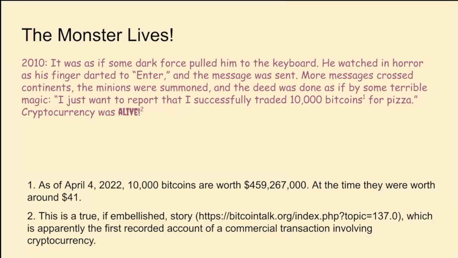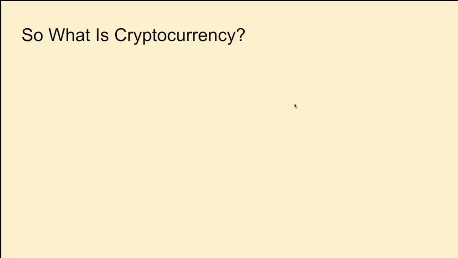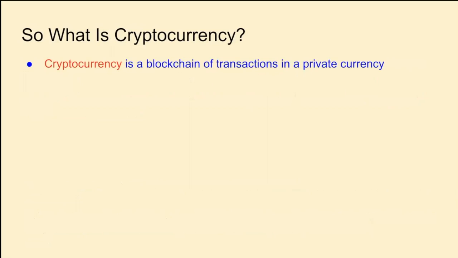And you can see some of the footnotes there. The value of that was somewhat different at the time. But anyhow, this raises the question, of course, of exactly what is a cryptocurrency, which in some sense has a very simple answer. A cryptocurrency, of course, is a blockchain of transactions made in usually some private currency, so some currency that is generated and managed by some private entity rather than by some government.